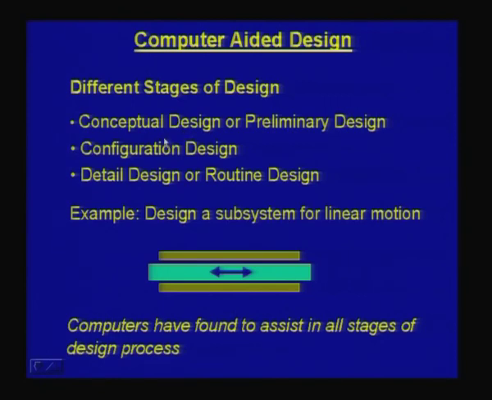I would like to demonstrate these three stages of design by taking an example. Here is an example of designing a subsystem where I am required to achieve a linear motion for a component. The purpose of design here, or the functional requirement, is an intended linear motion which has to be given to a component. This may involve all three stages of design.